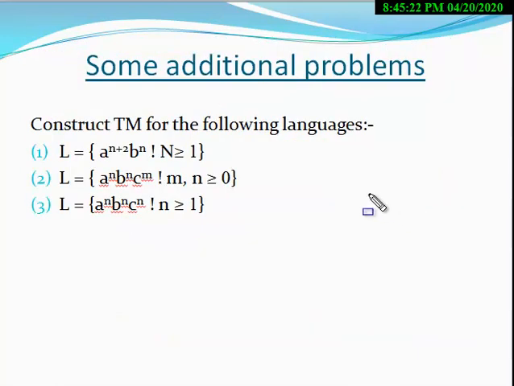Okay. Now, these are some additional problems. Here you have to construct a Turing machine corresponding to these languages. Here you are given these three languages. L equal to a power n plus 2, b power n. Second is a power n, b power n, c power m, where m, n greater than or equal to 0. And third is a power n, b power n, c power n such that n greater than or equal to 1. So you have to construct a Turing machine corresponding to these languages.